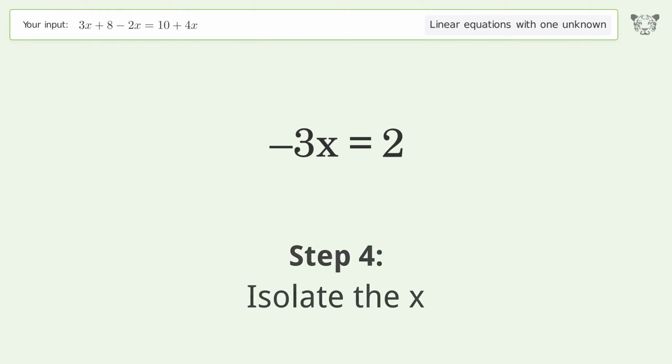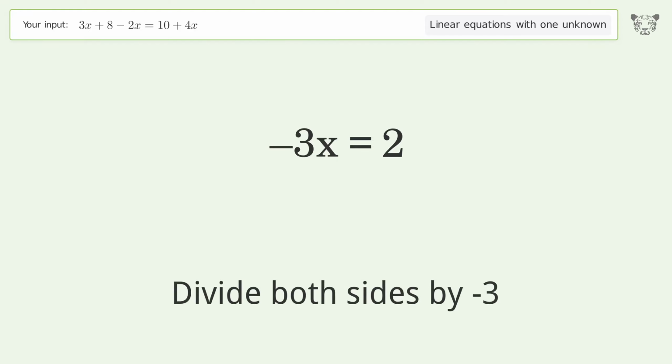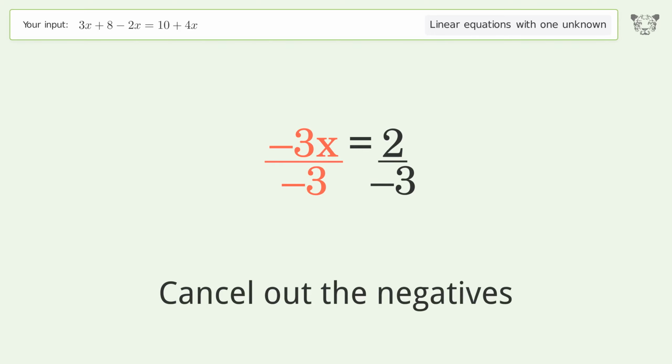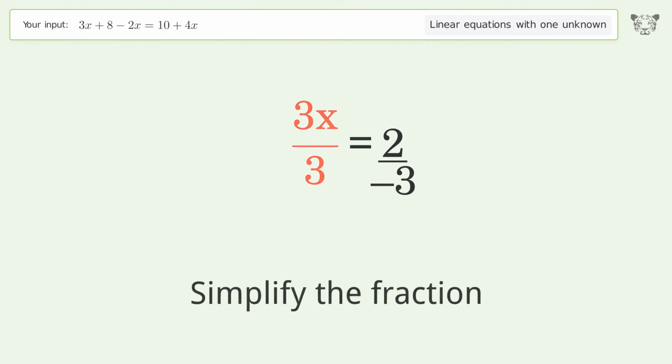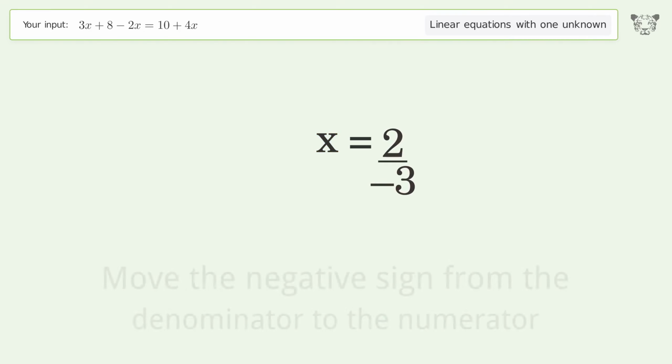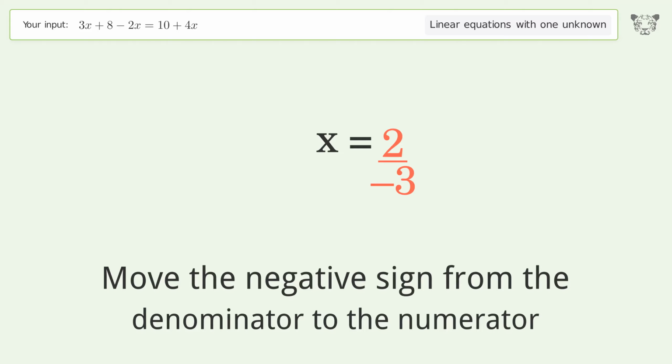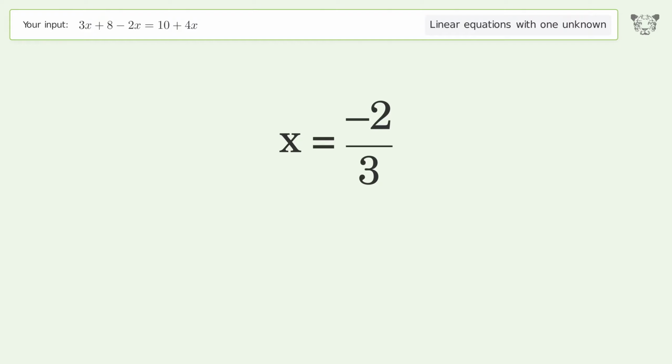Isolate the x. Divide both sides by -3. Cancel out the negatives. Simplify the fraction. Move the negative sign from the denominator to the numerator. And so the final result is x equals -2/3.